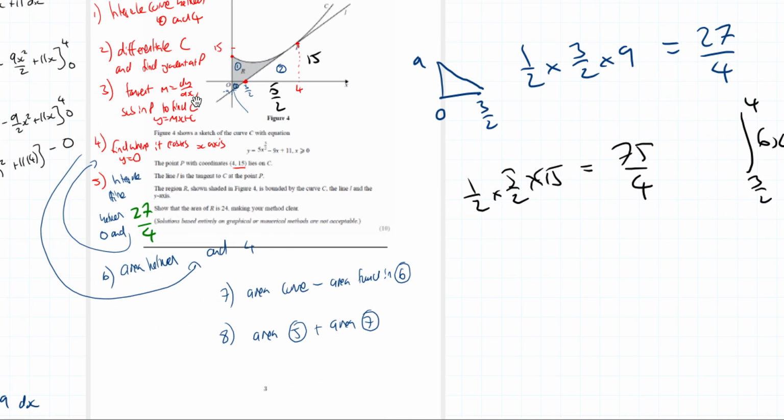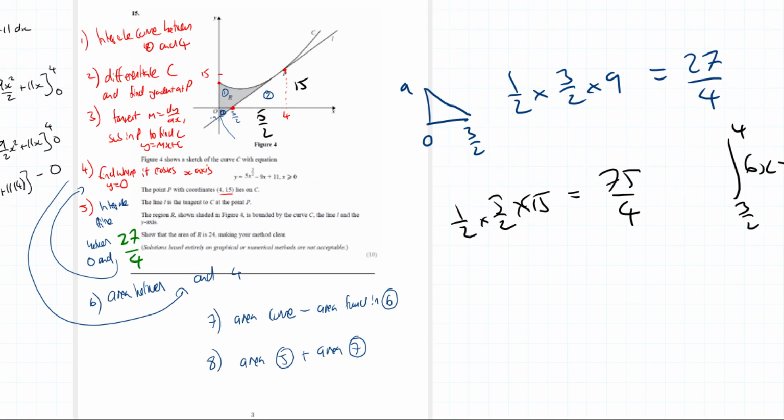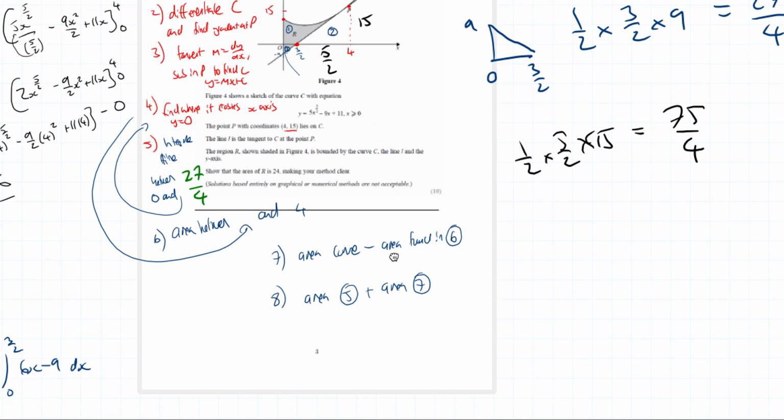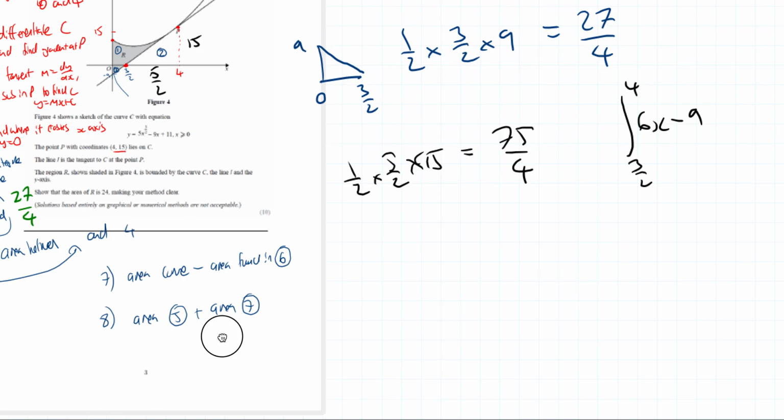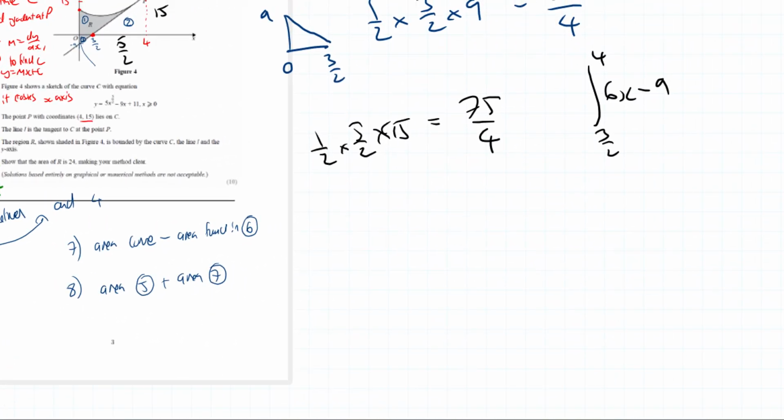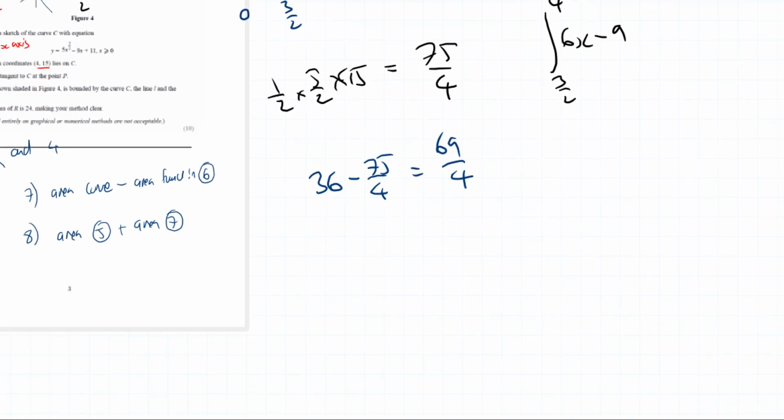So then the last step is we need to combine our areas. You can do this all in one if you wanted to, or you could do it separately. So here the area under the curve that we found was 36. So we're going to do 36 minus 75 over 4, which gives you an answer of 69 over 4. And then we want to add on our small area that we found here. So that is going to be 27 over 4. So we're going to do 69 over 4 plus 27 over 4.